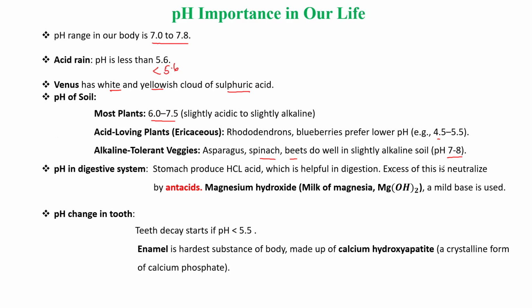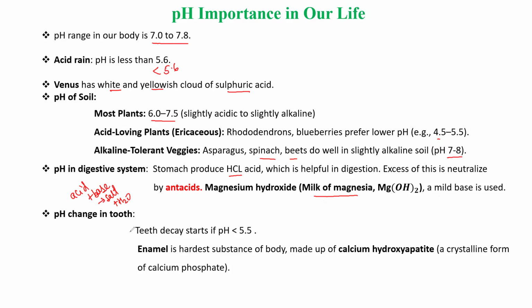Whereas for pH in our digestive system, our stomach produces acid, that is HCl. That is helpful in digestion. But when excess HCl formation takes place, to neutralize this acid, what do we require? Acid will be neutralized by a base, so we get a salt plus water. So in the market antacid is available as a medicine, and one of the main components of antacid is magnesium hydroxide, which is also called milk of magnesia. It is a mild base, which is used to neutralize the acid.